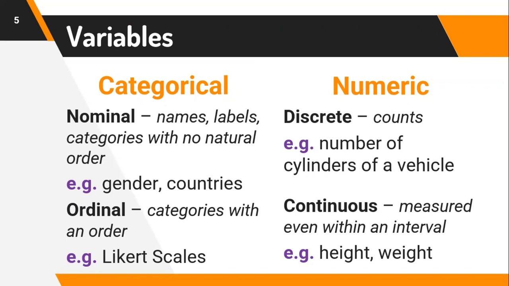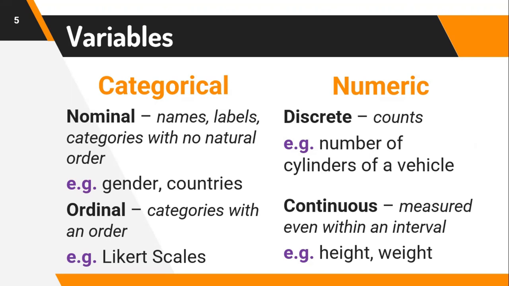When it comes to the numeric variables, we also have discrete and continuous. The discrete ones are those that can be counted. Those values are obtained by counting, so they are counted in finite numbers, like for instance 1, 2, 3, 4, 10, 1,000. A typical example here is the number of cylinders of a vehicle, the number of people in a room, the number of students in a class. Those are definite numbers that we usually give, and those are discrete in nature.